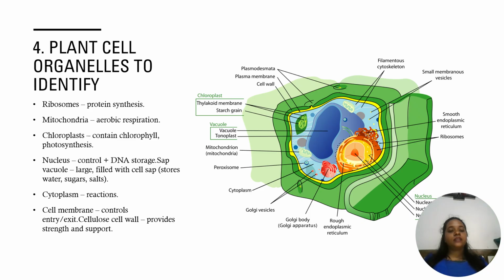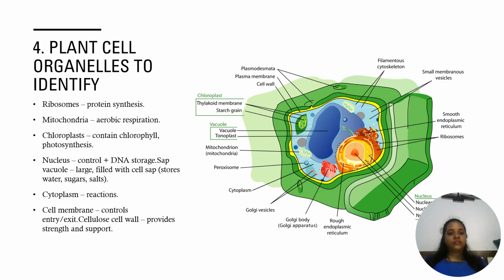Plant cell organelles to identify are given here. Now we are going to see the parts of plant cell organelles. Ribosomes have the same purpose in both, protein synthesis. To get protein and make use of it, we have ribosomes in us. They are dot-like things. Sorry, these black dots are called ribosomes.